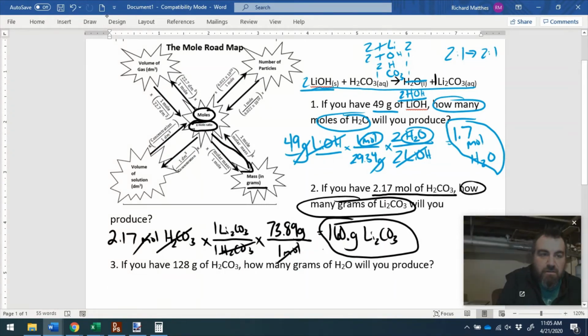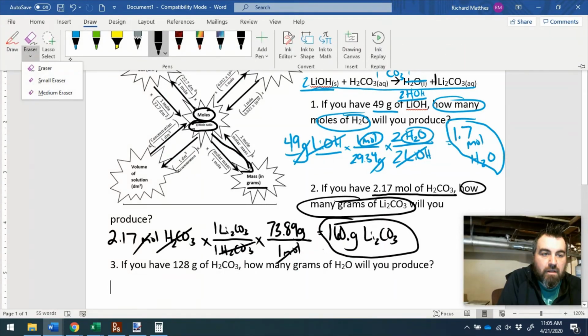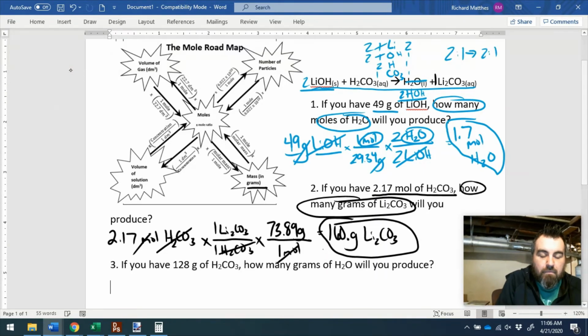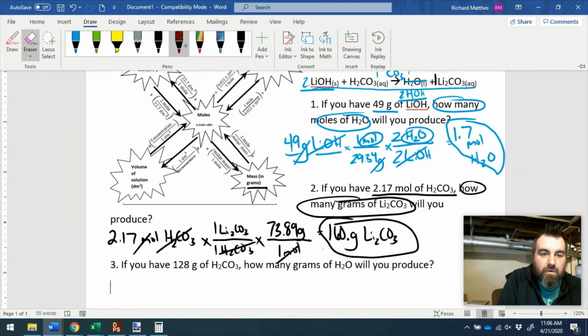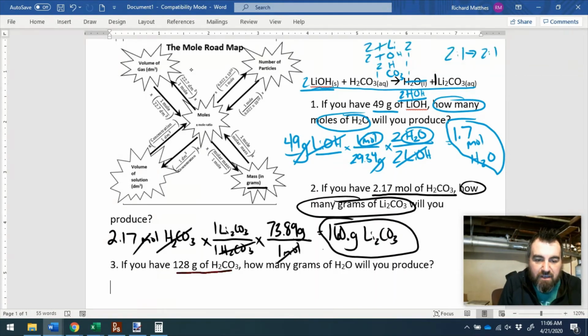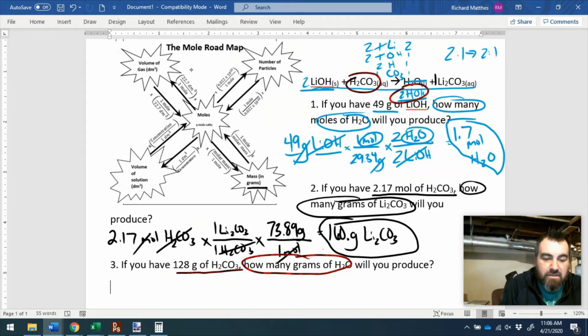All right, last one. Let me erase here real quick. I'm going to do one more. I'll use the sparkly pen this time. It says, if you have 128 grams of H2CO3, how many grams of H2O will you produce? So I'm starting with this one, and I'm going to this one. So I start with 128 grams of H2CO3. I'm here in mass in grams.